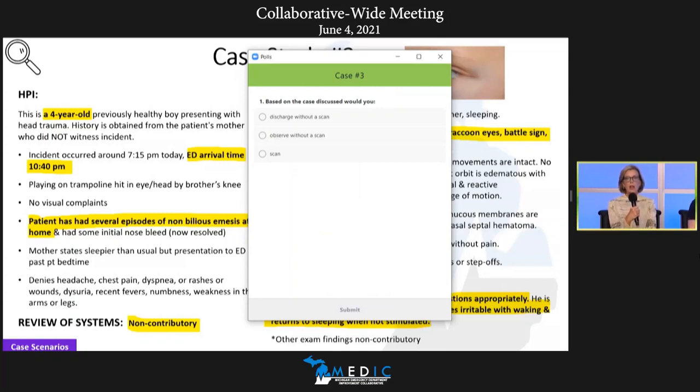So we're going to ask you a couple of questions here because this falls into the intermediate risk head injury category for children. We're going to ask what you would propose to do in this particular situation. Very common. It's summer. This is probably all happening in our EDs right this second. Would you discharge this patient without a scan, observe without a scan, or simply scan? If you can respond to the poll, that would be awesome.